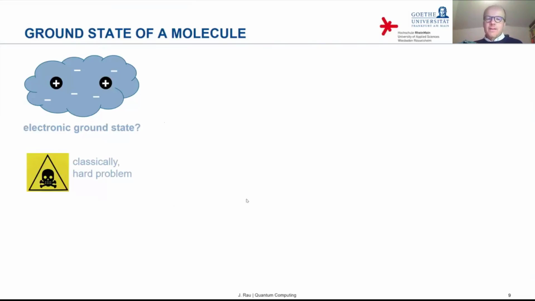This is classically a hard problem because finding the ground state of a Hamiltonian means that you have to diagonalize, find the spectrum and the associated eigenstates of a Hamiltonian. Now, when you have a matrix representation, then the resources that you need scale with the dimension of the Hilbert space. And the dimension of the Hilbert space in turn scales exponentially with the number of electrons. So very quickly, when you have more complicated molecules with many electrons, the complexity in the classical case grows exponentially.